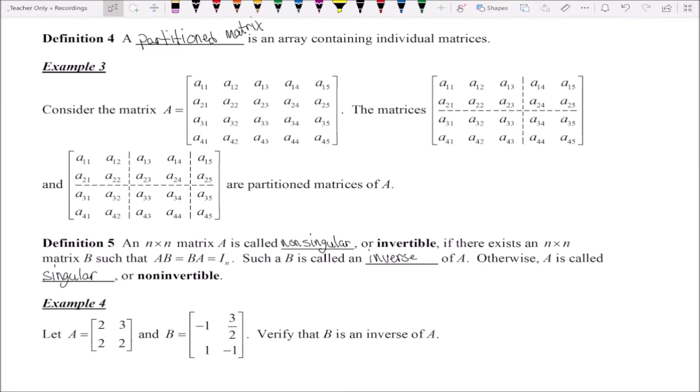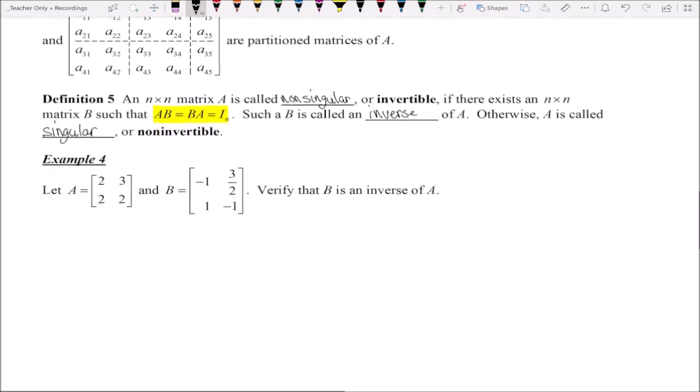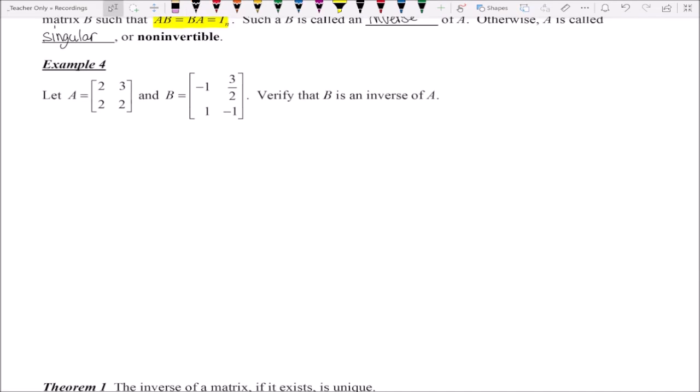So if, as in example 4, we're asked to verify that one matrix is an inverse of another, to verify that B is an inverse of A, we have to show that if we take A times B, we get the identity matrix, and if we take B times A, we also get the identity matrix. For this example, we want to show that both orders of multiplication result in the 2 by 2 identity, that is the matrix 1, 0, 0, 1.